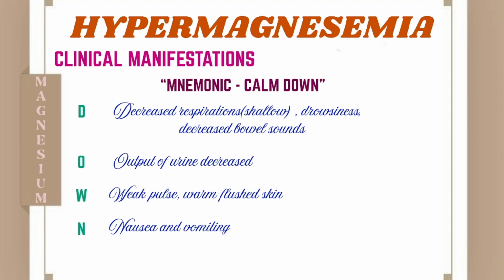And the mnemonic CALM DOWN, that is cardiac depression, CNS depression, absent or diminished deep tendon reflexes, lethargy, muscle weakness, decreased respirations, drowsiness, decreased bowel sounds, output of urine decreased, weak pulse or warm flushed skin, nausea and vomiting.